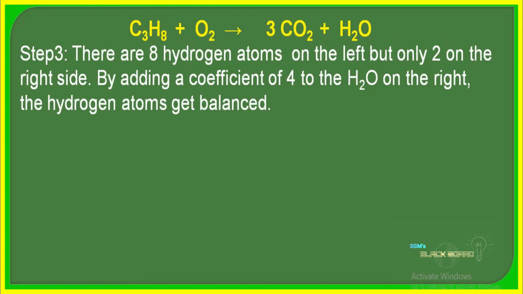Now, see the number of hydrogens. There are 8 hydrogen atoms on the left but only 2 on the right side. So, we need to add 4 as a coefficient to H2O, the water molecule. On the right side, the hydrogen atoms get balanced. So now we can write the equation as C3H8 plus O2 gives 3CO2 plus 4H2O. Still this equation is unbalanced because one more element is there, that is oxygen.